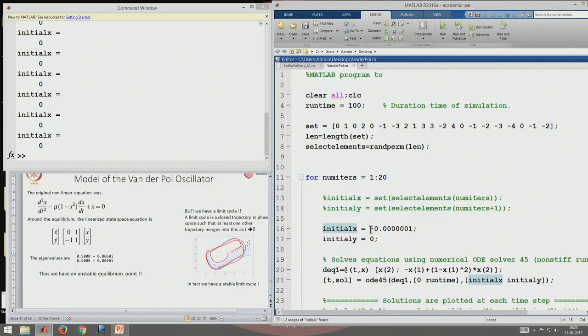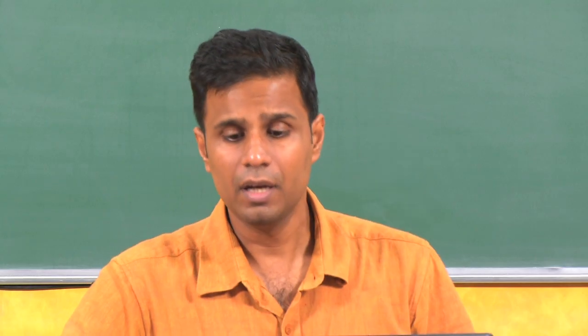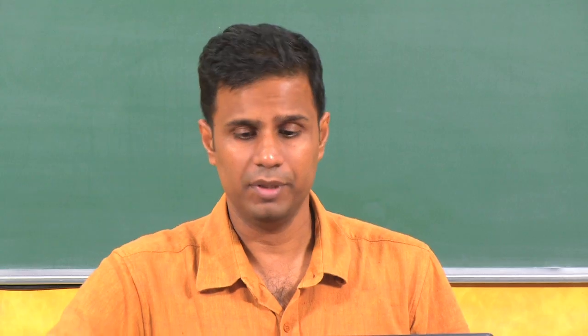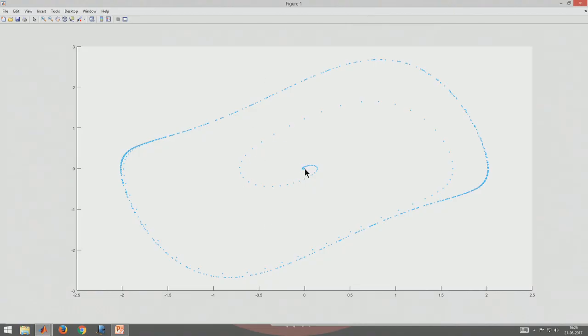When I perturb it along the x direction by a factor of 10 to the power minus 6 or 7, whatever this is, and then do the simulation, because it is an unstable equilibrium point, it is not supposed to stay there, and that is exactly what happens. We have started slightly away from the equilibrium point, at this particular place where my mouse is pointing, and because it is unstable, it spirals out.